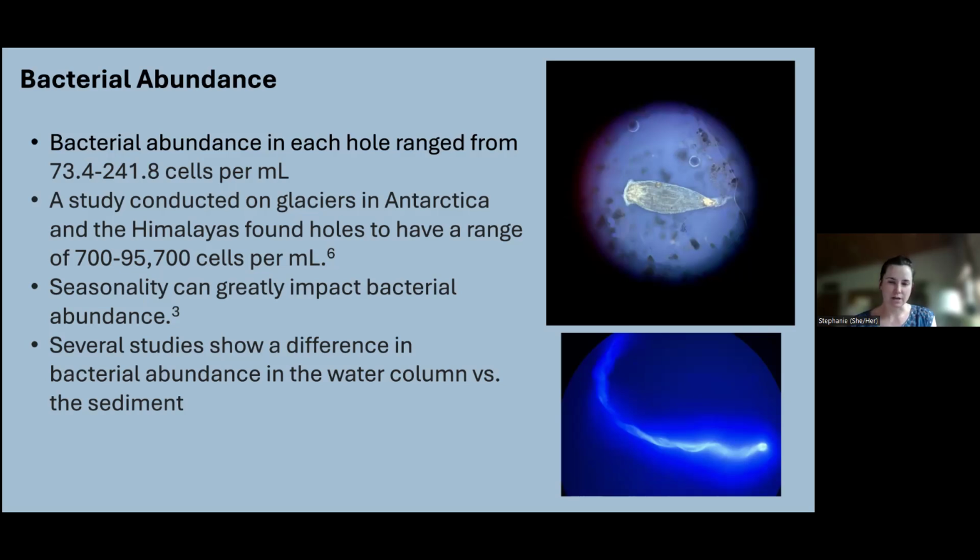There are several studies done all over the world's glaciers on bacteria in cryoconite holes. The ones that I looked at also used the same technique, and they were in Antarctica and the Himalayas. And their bacterial count was a range of 700 to 95,700 cells per milliliter. So obviously substantially more bacteria were found in those holes than the ones that I looked at.